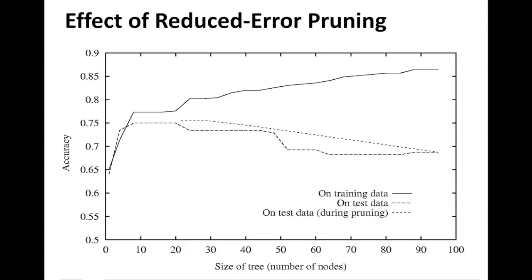Effects of reduced error pruning. This is a practical graph from one practical application. And here you can see that with pruning, it definitely has a softer curve on test data than before, where it actually drops. So it definitely has a higher curve, and for size versus the accuracy, it improves a little bit.